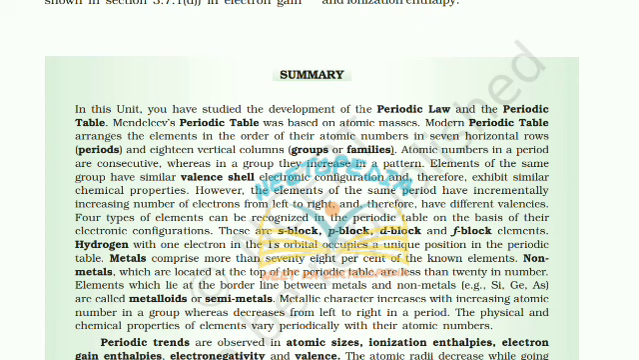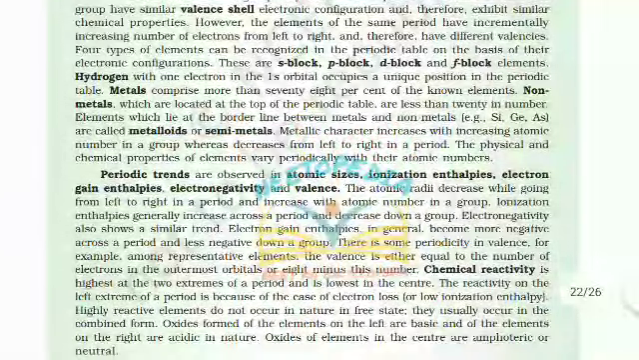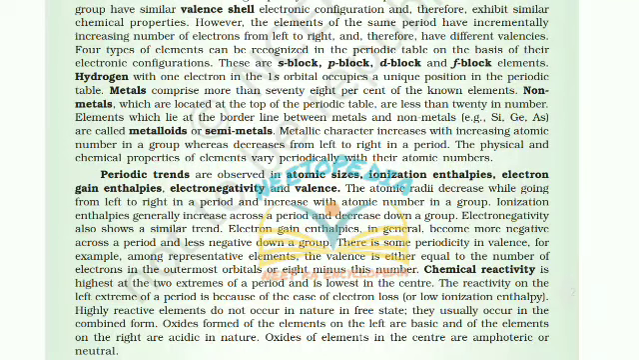Metallic character increases with increasing atomic number in the group, whereas it decreases from left to right in a period. The physical and chemical properties of elements vary periodically with their atomic numbers. Periodic trends are observed in atomic sizes, ionization enthalpies, electron gain enthalpies, electronegativity, and valence. The atomic radii decrease while going from left to right in a period and increase with atomic number in a group. Ionization enthalpies generally increase across a period and decrease down a group. Electronegativity also shows a similar trend. Electron gain enthalpies in general become more negative across a period and less negative down the group.